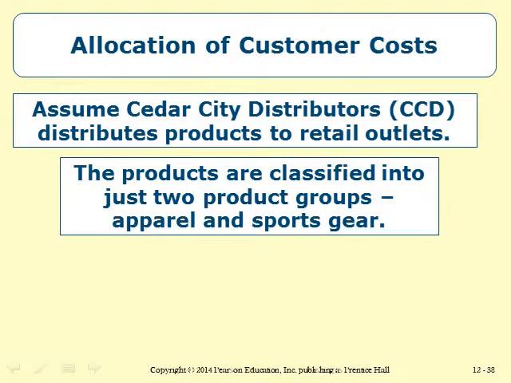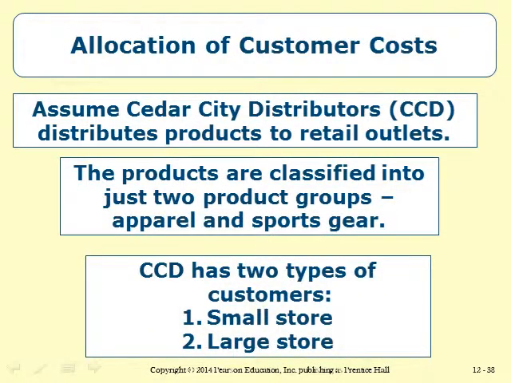So, Cedar City Distributors, or CCD, is a distributor of athletic apparel and sports gear. CCD distributes many products to retail outlets but classifies products into just 2 product groups, apparel and sports gear. They have 2 types of customers: small stores that order low volumes, the majority being apparel, and large stores that order large volumes of both apparel and sports gear.